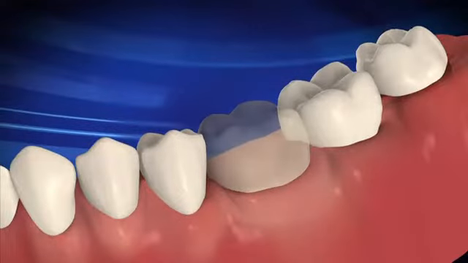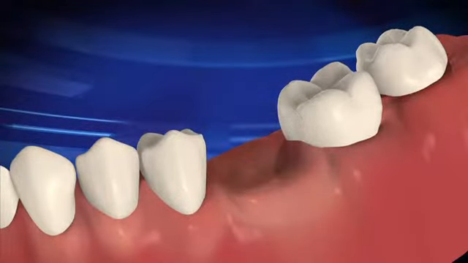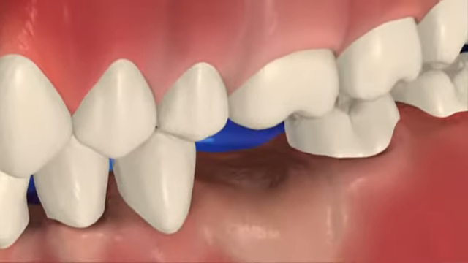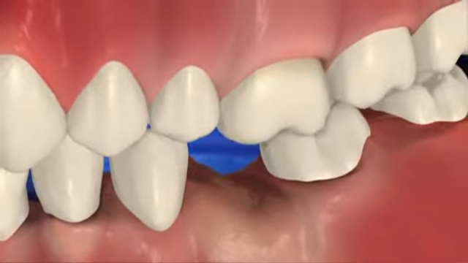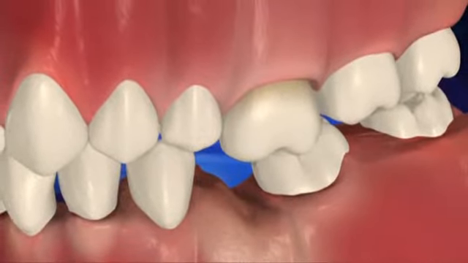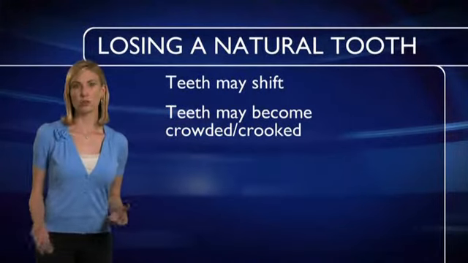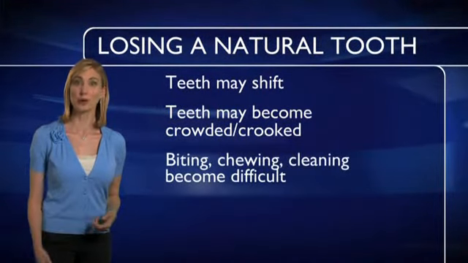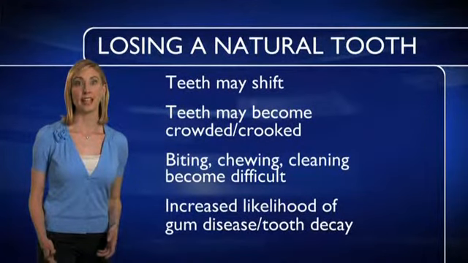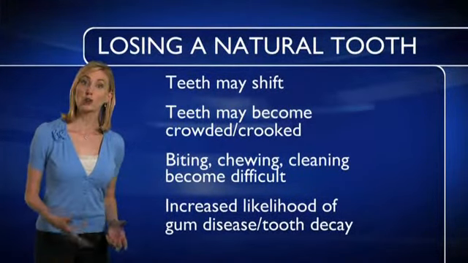Losing a natural tooth can negatively affect your oral health. When a tooth is removed and not replaced, the teeth next to it may begin to shift into the open space and cause the surrounding teeth to become crooked or crowded. Teeth that are crooked or crowded make biting and chewing more difficult. They are more likely to have gum disease and tooth decay, since they're harder to clean than straight teeth.